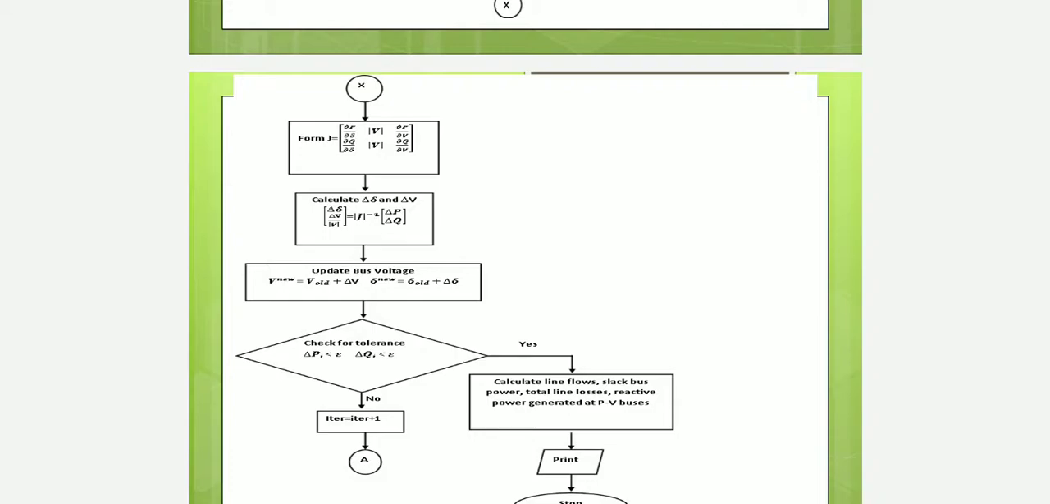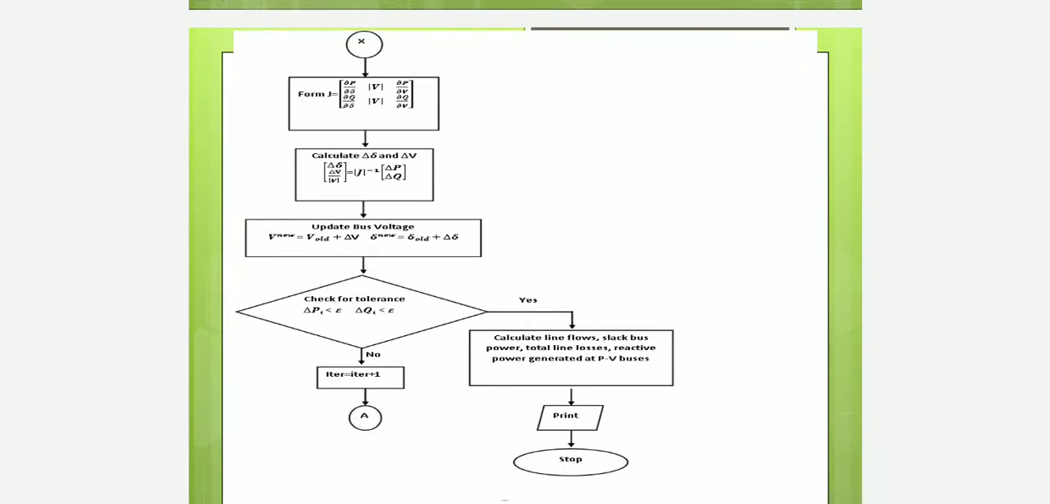You need to calculate the value of the updated bus voltage, which is represented in the form of V new based upon the old voltage, that is V old. You need to check the tolerance condition again, where ΔP should be less than ε and ΔQ should be less than the value of sigma, which is called the tolerance. If yes, calculate the value of loss, slack bus, total line losses, reactive power generated, print, and stop. Here the procedure will end.